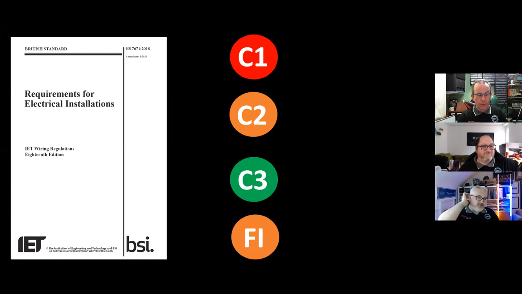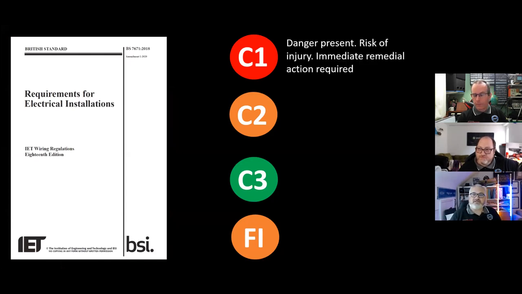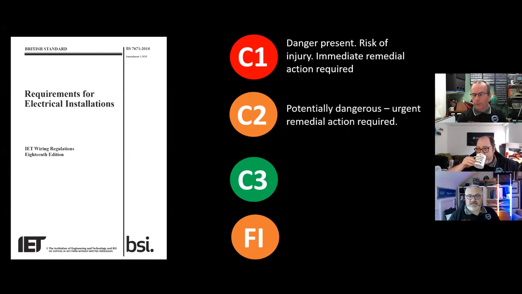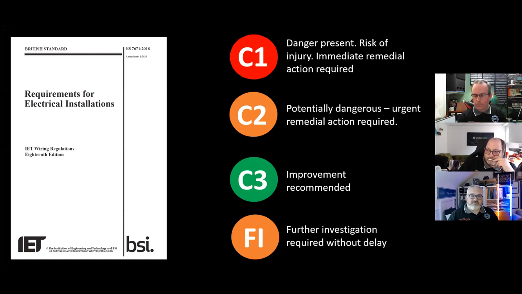So let's fast forward to where we are now. We're on Amendment 1. C1, danger present, risk of injury, immediate remedial action required. I can see it, I can touch it, it will kill me now. C2, potentially dangerous, urgent remedial action required. That to me is one failure of something. I have a big problem, which becomes C1. So I'm one step away from being a C1. C3, improvement recommended. FI, which was a new code, further investigation.